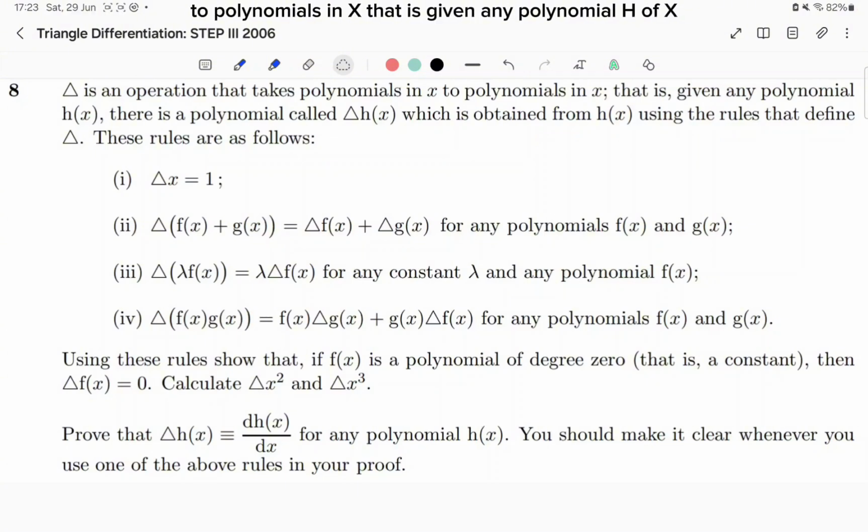That is, given any polynomial h of x, there is a polynomial called triangle h of x, which is obtained from h of x using the rules that define triangle. These rules are as follows. Rule 1. Triangle x equals 1. Rule 2. The triangle of f of x plus g of x is triangle f of x plus triangle g of x for any polynomials f of x and g of x.